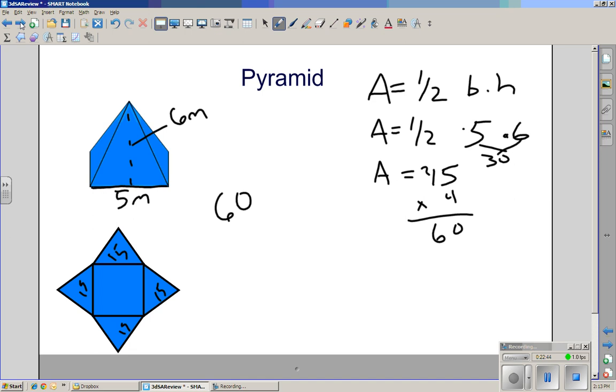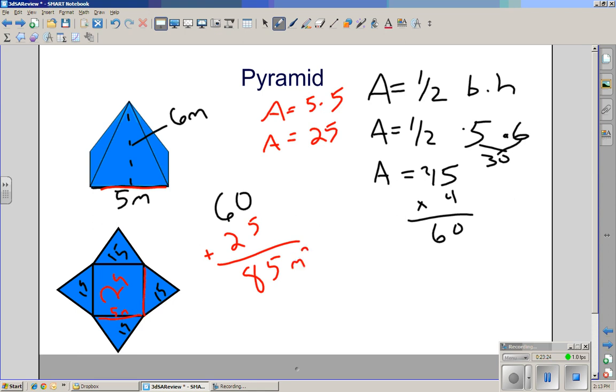The area of my base, well, it's a square. So I know that this is 5 meters. One of the sides of my square is 5 meters. Since it is a square, all the sides have to be equal. So my base is going to be 5, and my height is also going to be 5, since they are the same for a square. 5 times 5, my area is 25. I take that 25 and I will add that with my 60. And that gives me 85 meters squared.